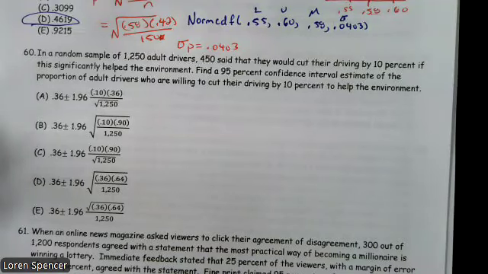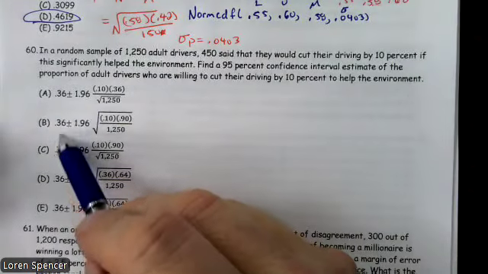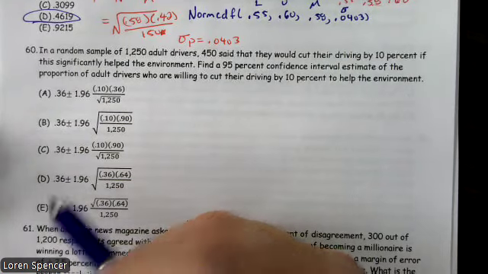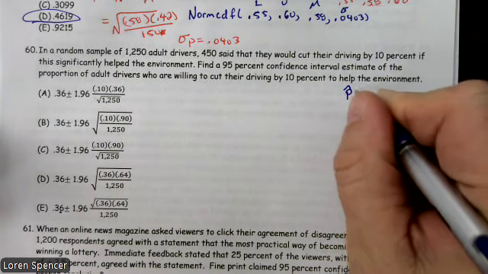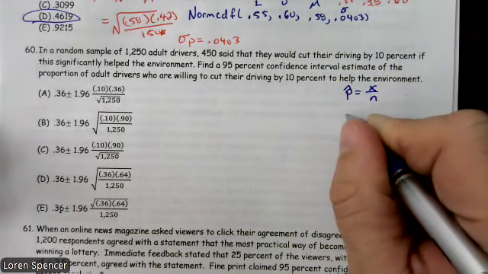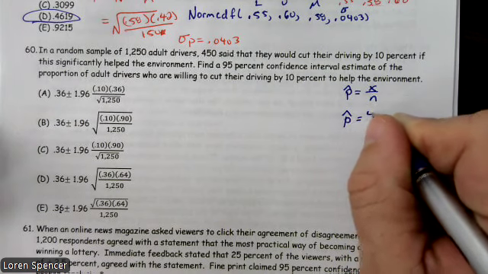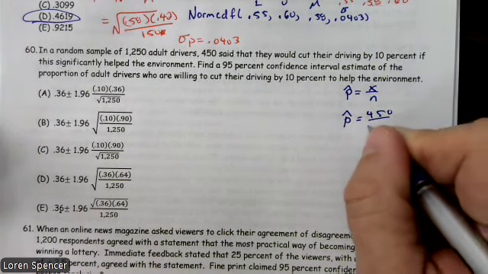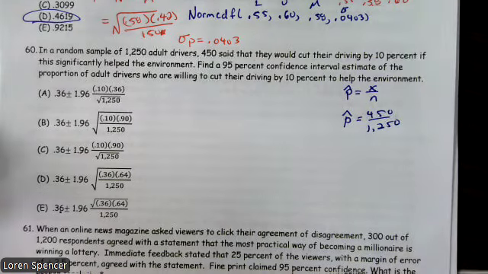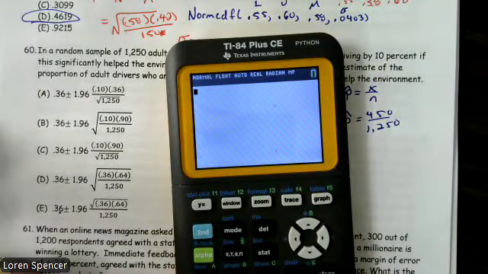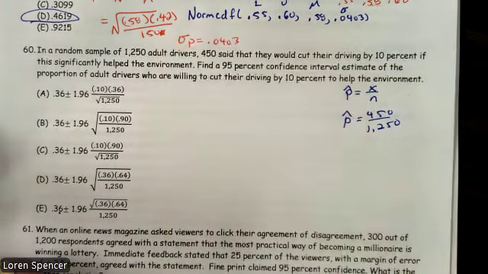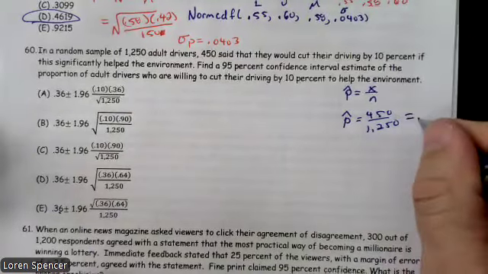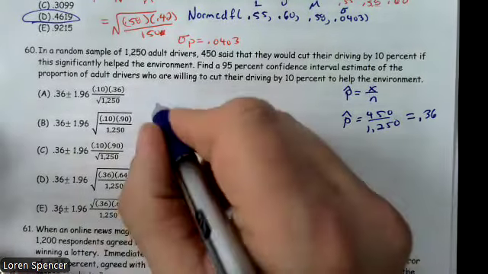So first off, we have to find P hat. Well, since all of these start with 36, I'm going to assume that that's what it is, but let's go ahead and check, because P hat equals X over N. So P hat has to equal 450 over 1,250. 450 divided by 1,250, and that's 0.36. So that's where our P hat is. It's 0.36.